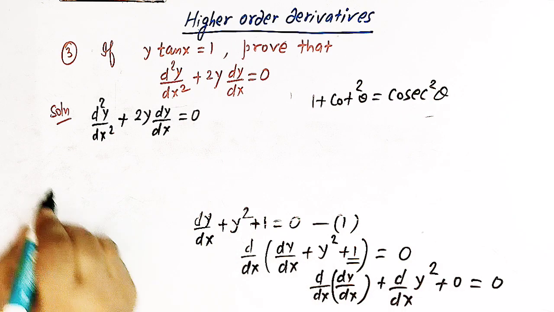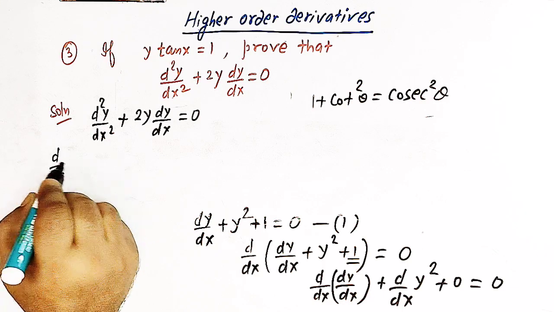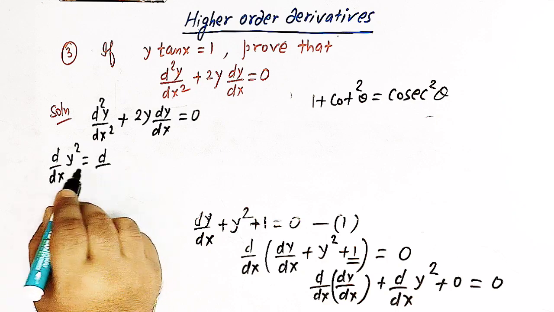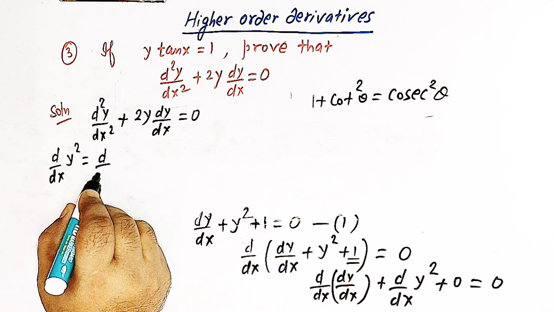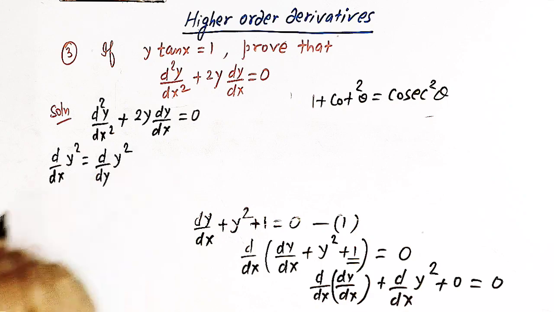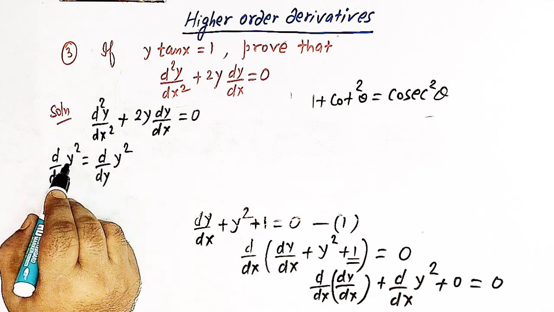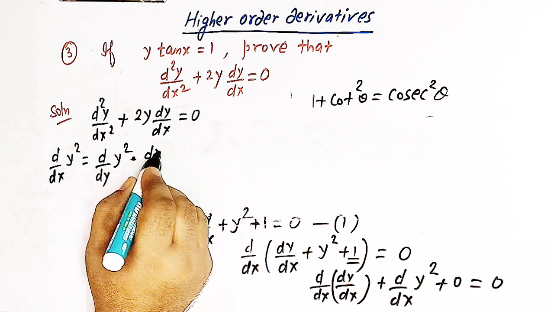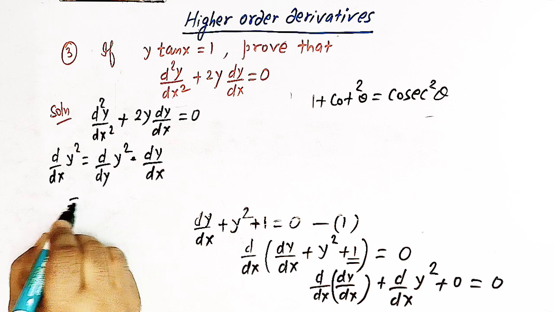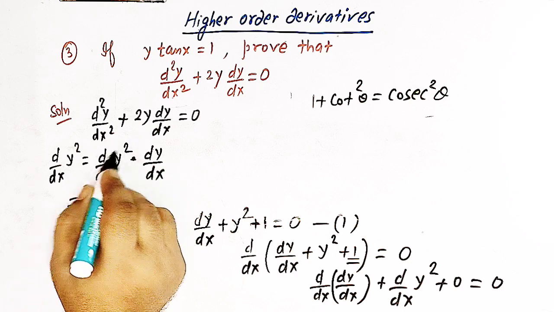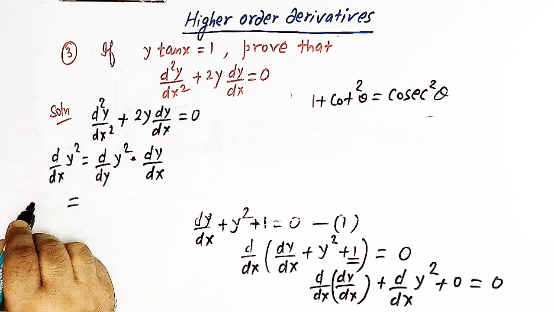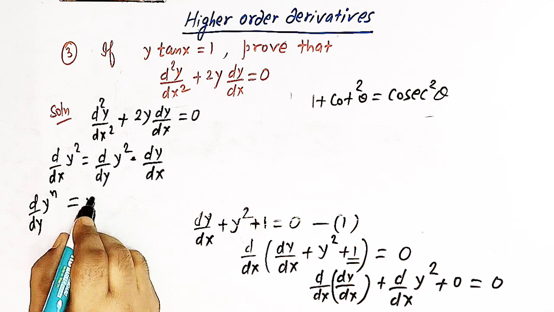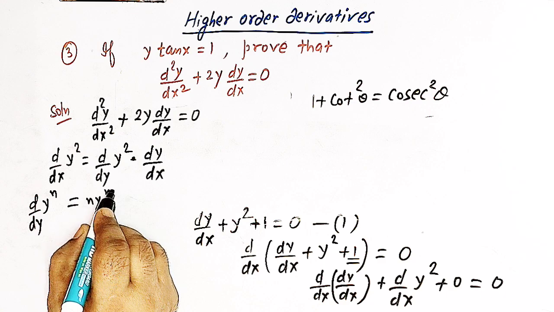So here the derivative of y square with respect to x is calculated as follows, that is d by dy of y square. So first we differentiate y square with respect to y, and then by chain rule we have dy over dx. So here we can make use of the power rule, that is d by dy of y raised to n is n y raised to n minus 1.